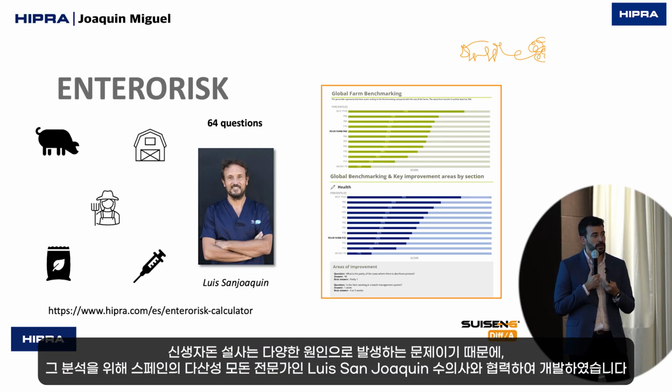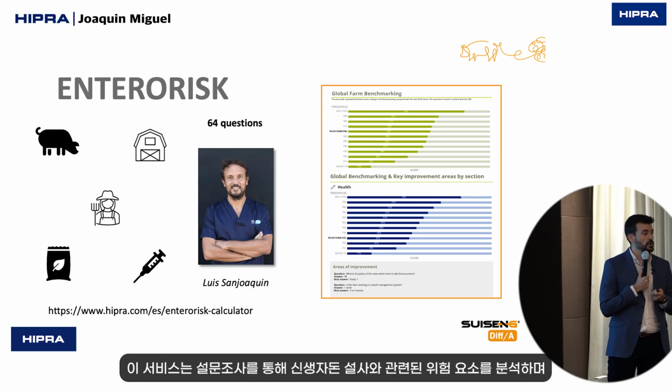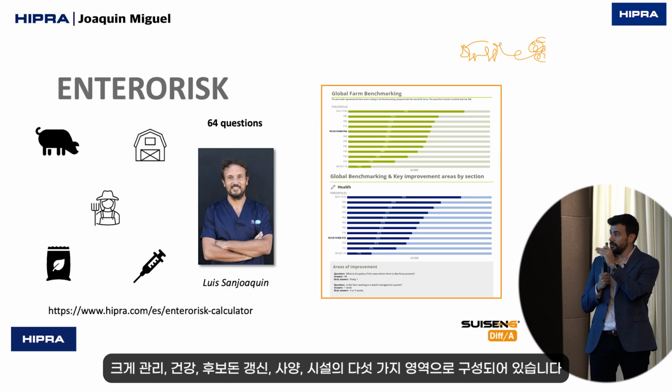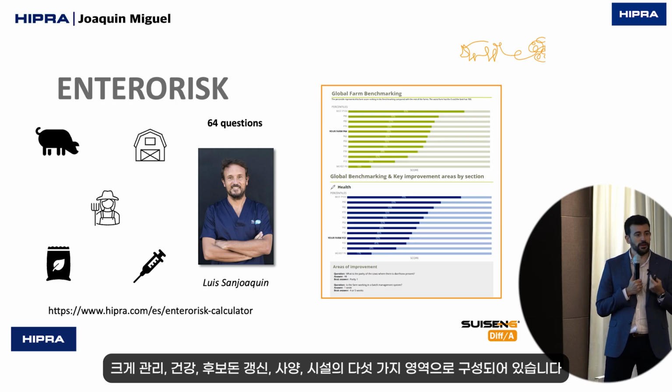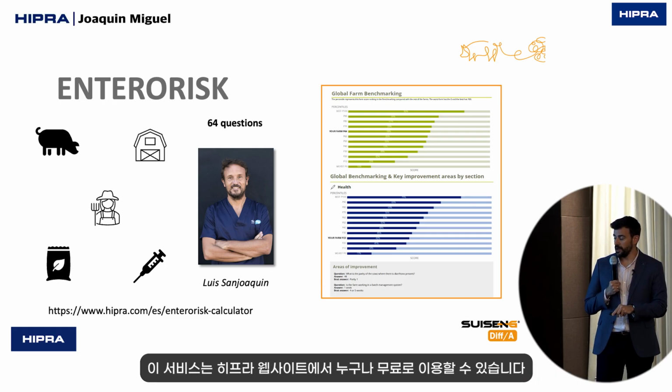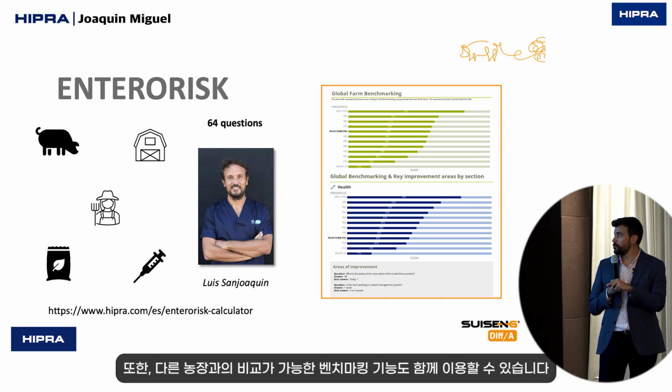Spanish veterinarian specialized in farrowing area management, an audit of the risk factors causing neonatal diarrhea, which has 5 areas, which are the management, the health, the replacement, the feeding, and the facilities. This tool is of free access, and it's available on hipra's webpage and is going to, as I said, evaluate the risk factors related to these 5 pillars, and it's going to provide you a report with the areas of improvement you have in your farm, with a benchmarking comparing your results with other farms, etc.